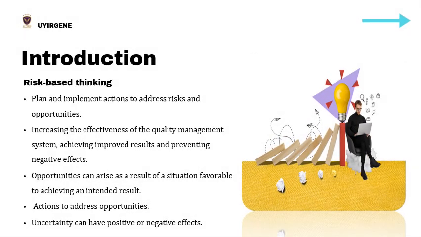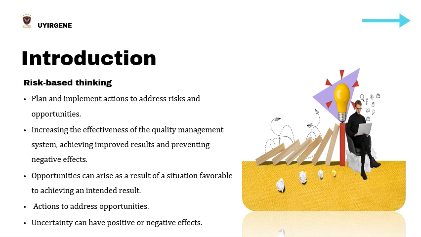Risk-based thinking is essential for achieving an effective quality management system. To conform to the requirements of ISO 9001 standard, an organization needs to plan and implement actions to address risks and opportunities. Addressing both risks and opportunities establishes a basis for increasing the effectiveness of the quality management system, achieving improved results, and preventing negative effects.